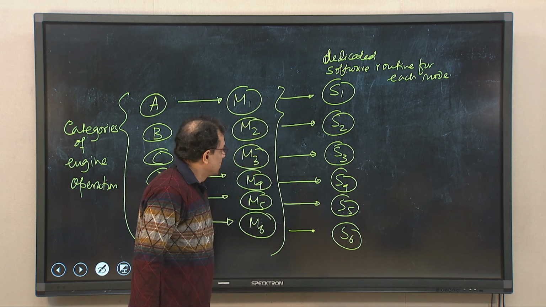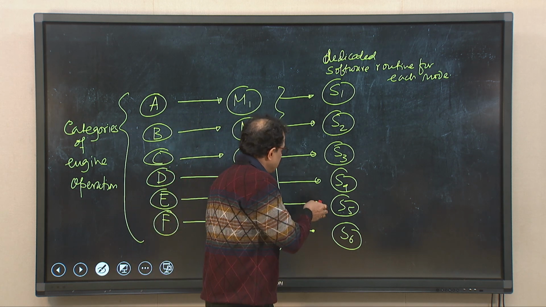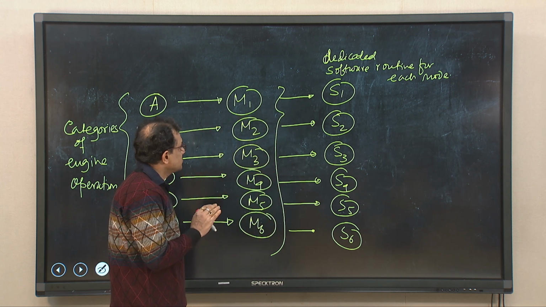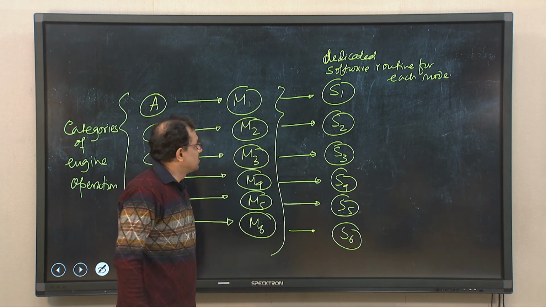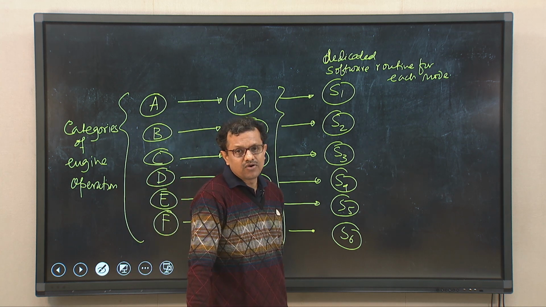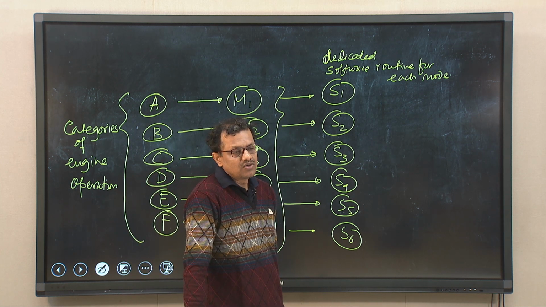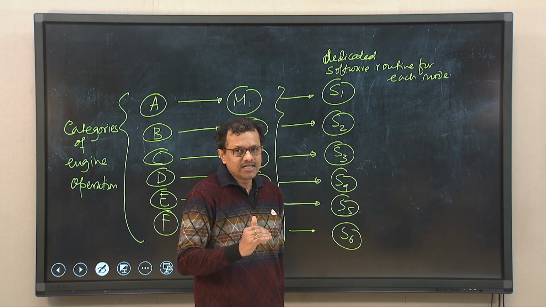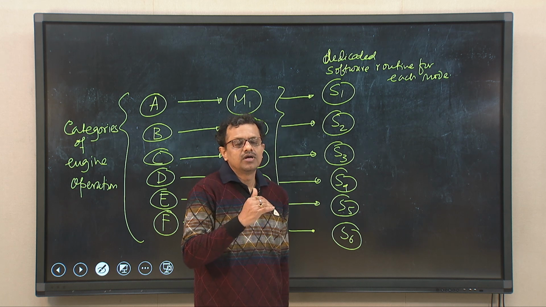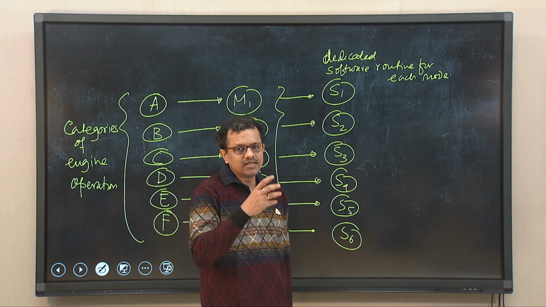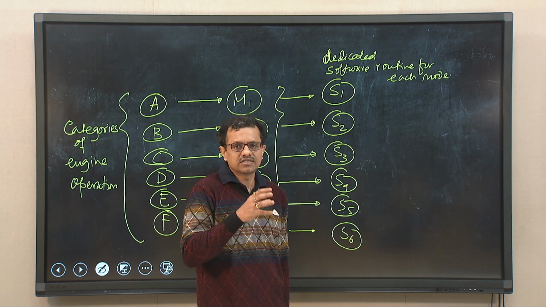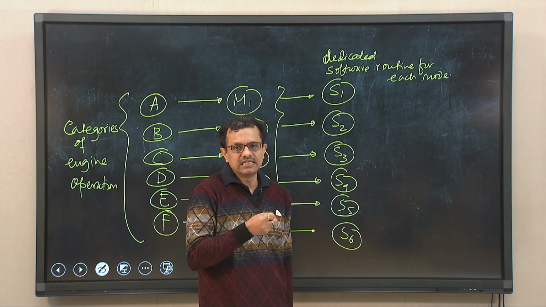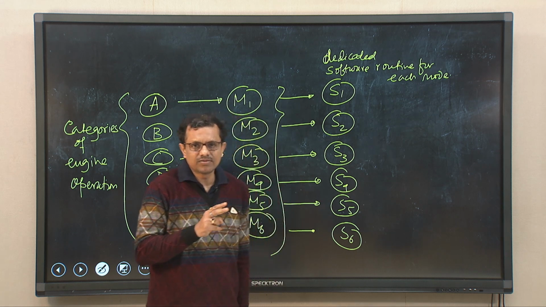Okay, so this is what it is. Now, the question is, having said this, that an engine needs a dedicated software routine for all the modes. So now the question is, if a particular engine has to switch between two categories of operation, for example, when we start the engine and then again when we try to draw more power from the engine, these are two different categories of operation.